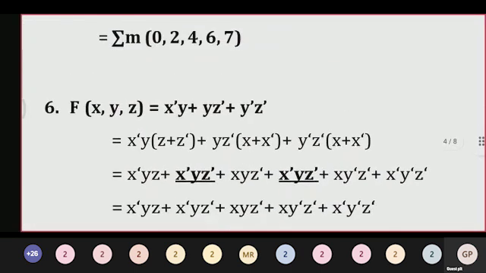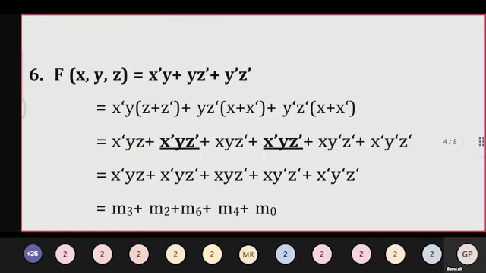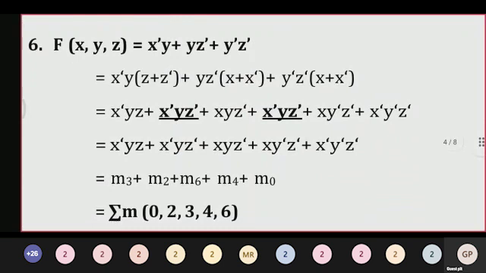Now, let's move on to the next one. F of x y z is equal to x bar y plus y z bar plus y bar z bar. First, you need to find out the missing literals. In each product term, you are having 2 variables. So, in each product term, 1 variable is missing. In the first product term, z is missing. In the second product term, x is missing. In the third product term, also x is missing.